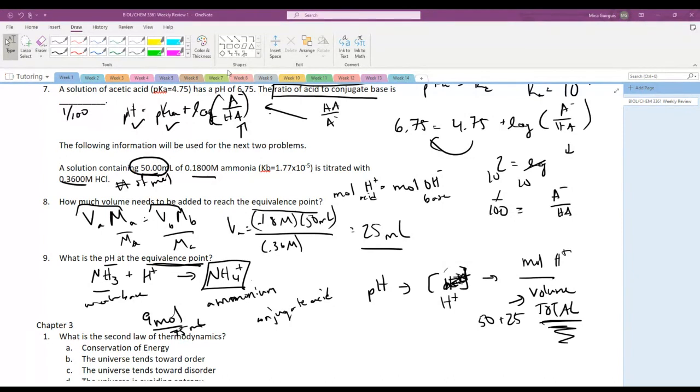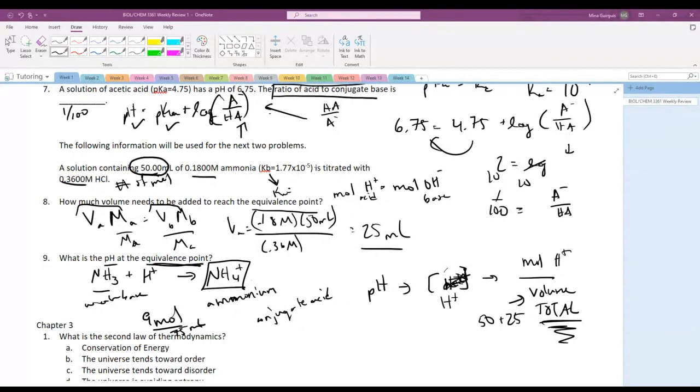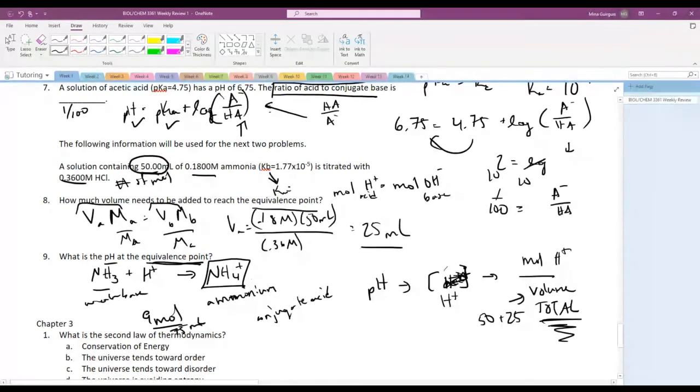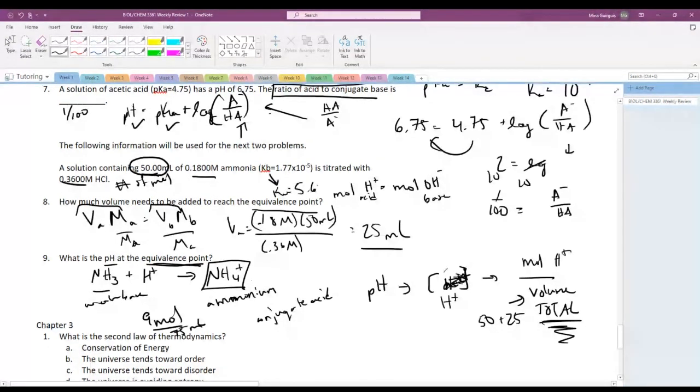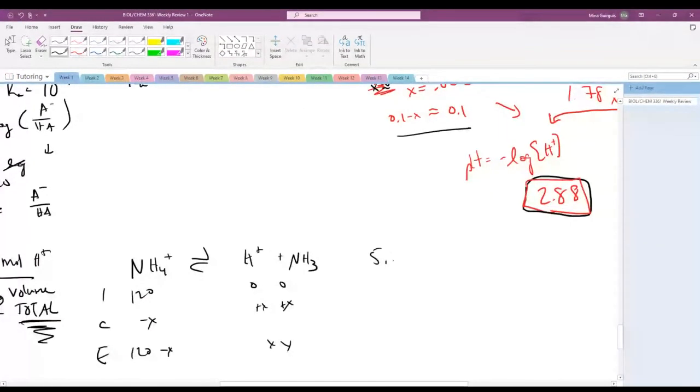Given that, we can convert our Kb into a Ka, which will be, sorry, I need my notes. I did something wrong. So give me one moment. I apologize. I need to redo my notes. I need to redo this math, unfortunately. I apologize. So 10 to the minus 14th divided by that is 5.65 times 10 to the negative 10th. Okay, now that we have all the information we need, let's do it.